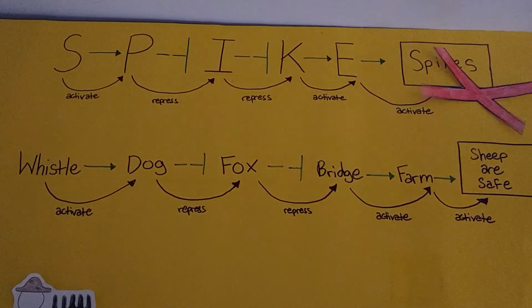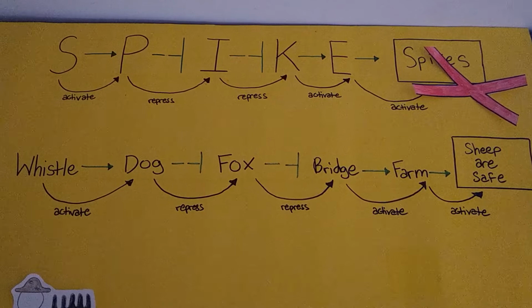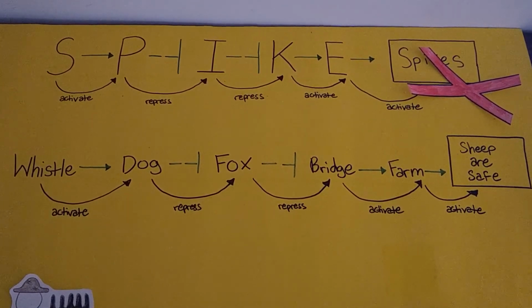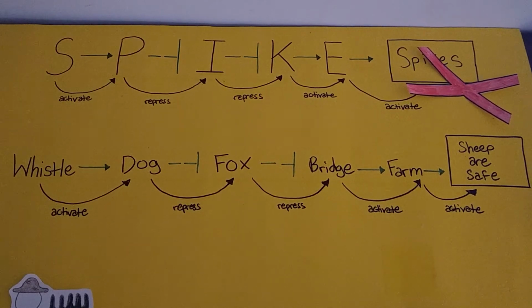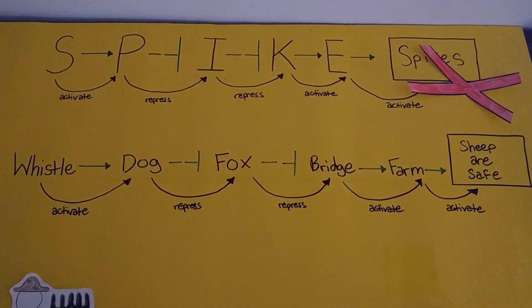Gene I will not produce spikes because it represses gene K, and since gene K is responsible for activating gene E, which forms spikes, having gene I will cause spikes not to form. And since having our fox blocks our path through the bridge to the farm, our sheep aren't safe.